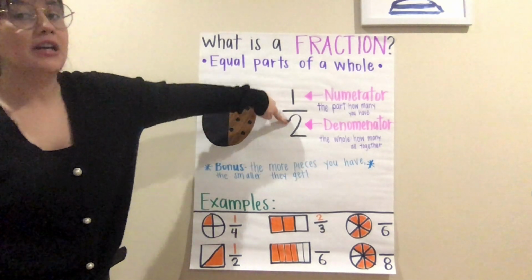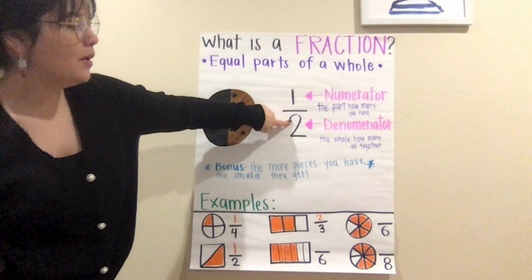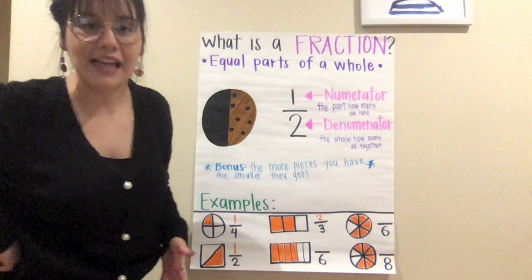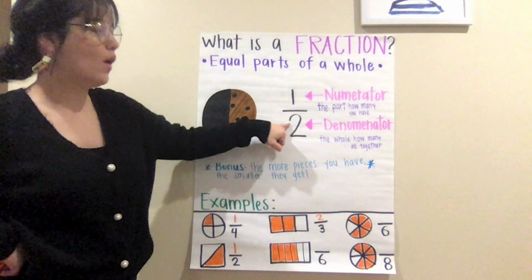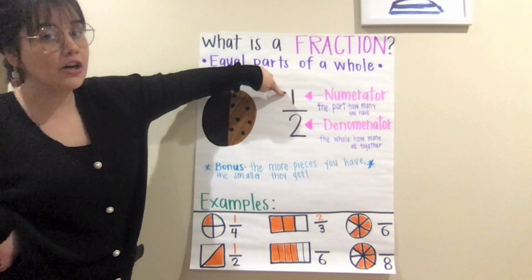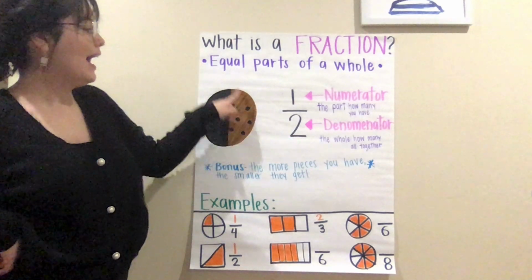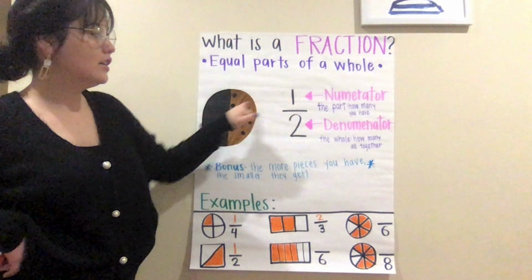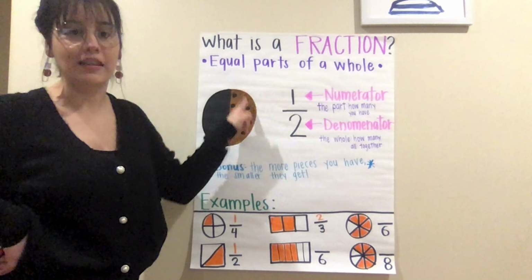The bottom number is called the denominator. The denominator, the bottom part, is the whole. It's how many pieces were there altogether. So I know that there were 2 pieces in my cookie, which is why I wrote the number 2. So the top number, the numerator, is how many parts I have, and the bottom is how many parts were there in the whole. So I have one part of the 2 pieces that used to be there. I only have one left.